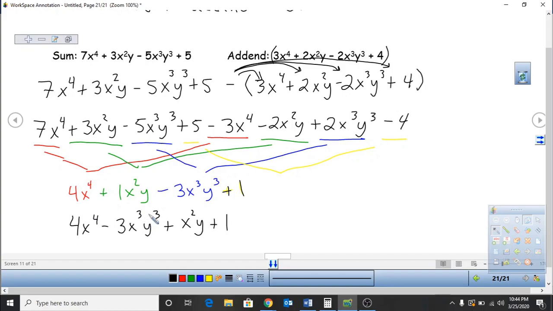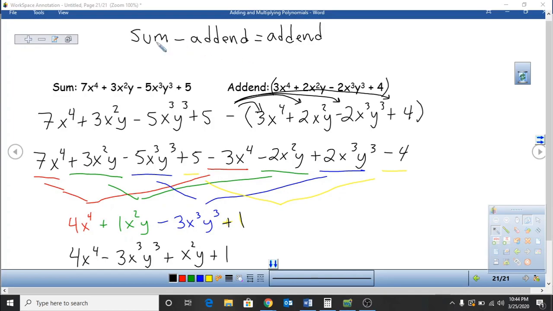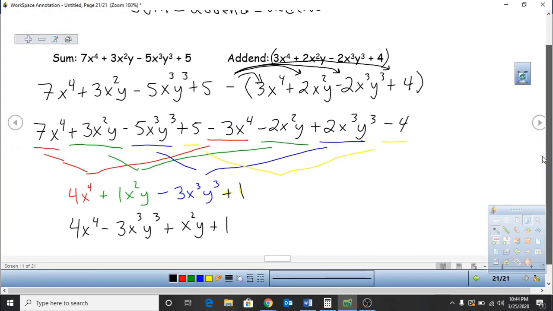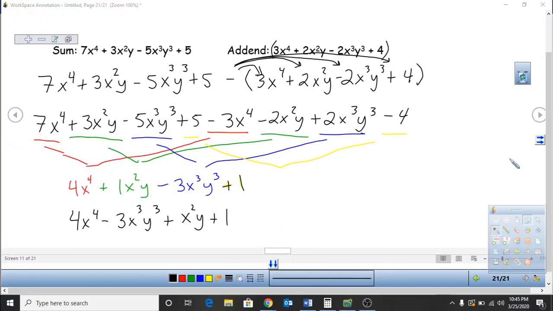All right, and remember, I just applied the commutative property to rearrange. That's all I did. I'm just applying the commutative property. So as long as I follow my rule, if I need to find another addend, I just remember I take the sum minus an addend and I can find another addend.